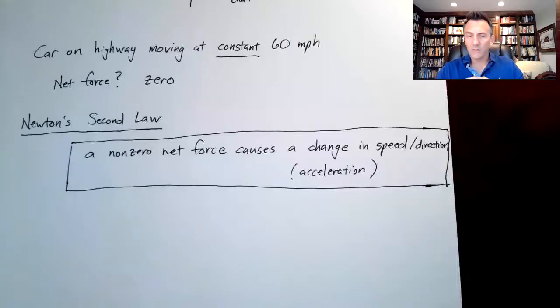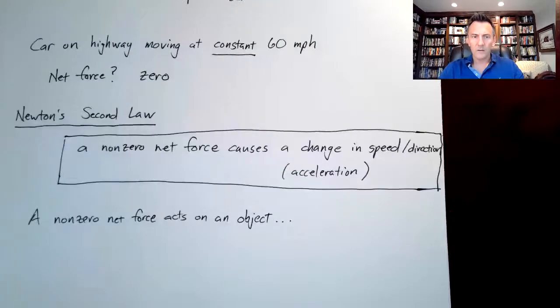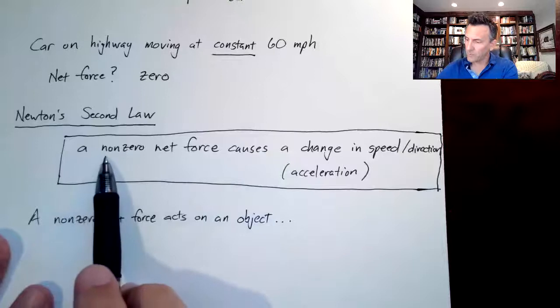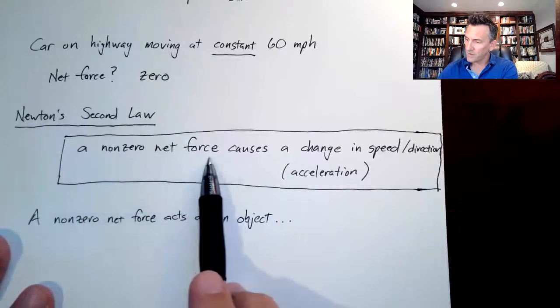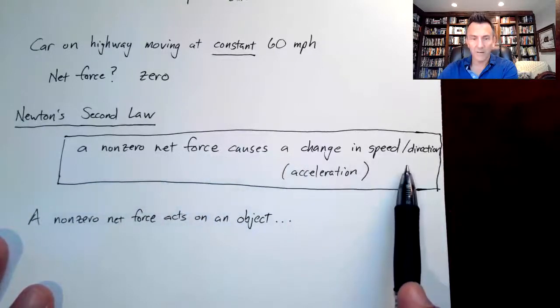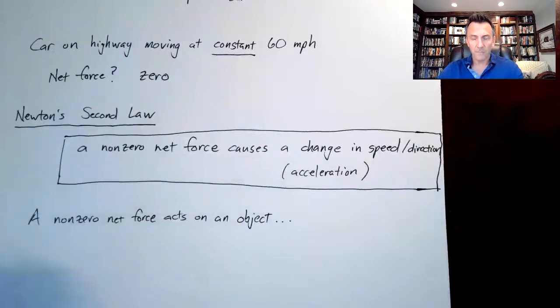Among other things, Newton's second law can predict whether something is going to speed up or slow down. So let's address that first. So suppose a non-zero net force acts on an object. You can see right away from Newton's second law, if a non-zero force is acting on an object, then there's going to be a change in speed. So one question we might ask is, does the speed increase or decrease? Are we going to have negative or positive acceleration?